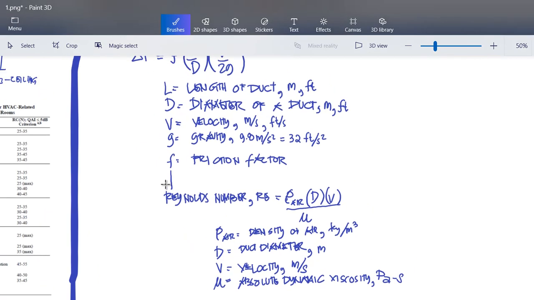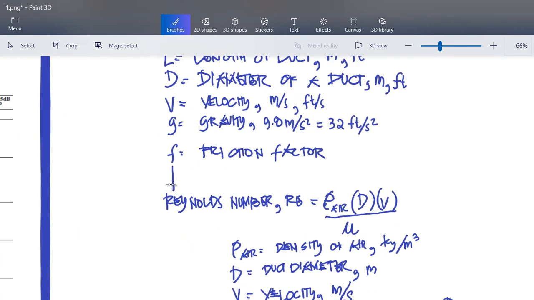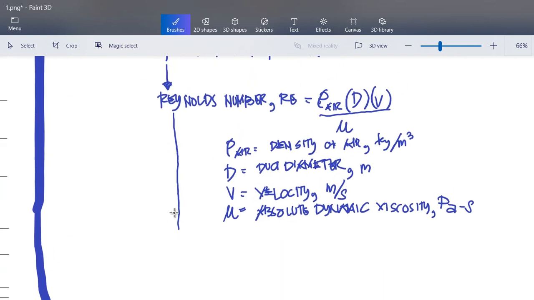So we're going to solve your Reynolds number first. In order to get the value of the friction factor, you need to determine the Reynolds number. So from there, once you get the Reynolds number, you have to verify what type of flow. So we have two types. One, if it is laminar, laminar flow.